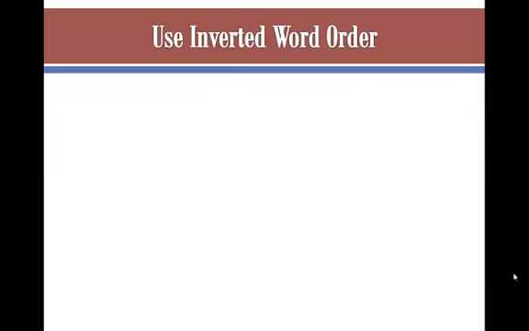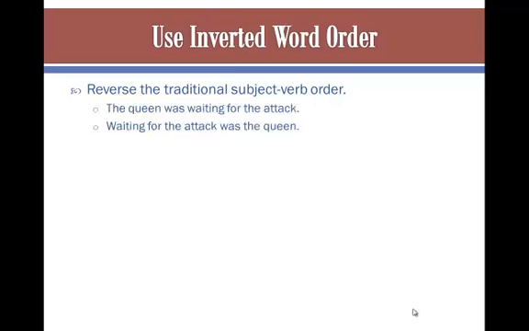The third way to add some variety is to switch your word order around. So usually when you write sentences, you probably do subject-verb order. Like in the first sentence, the Queen was waiting for the attack. The Queen is your subject, who or what the sentence is about. Was waiting for the attack. There's your predicate, there's your verb, was waiting. You can change that though, you can reverse it by saying waiting for the attack was the Queen. Now you've started it with the verb waiting instead of with the subject, the Queen.